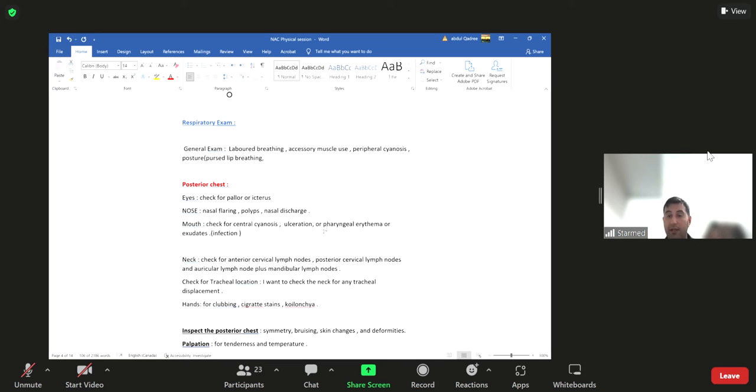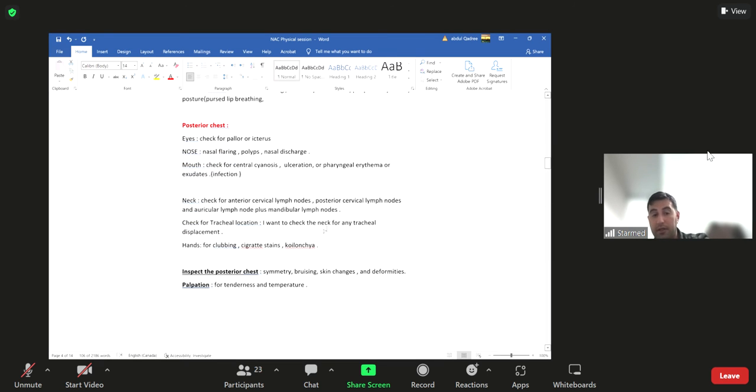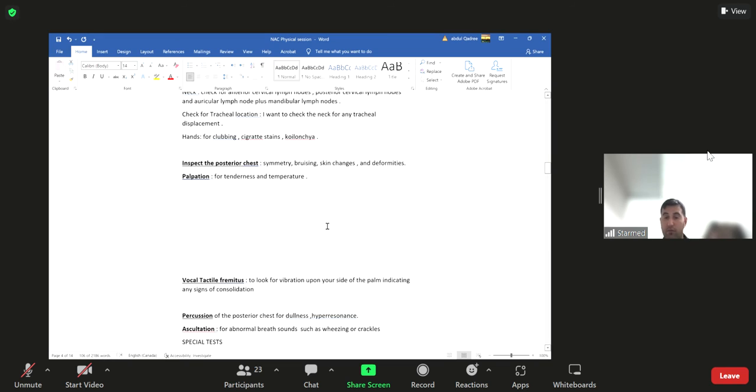And then you go to the back and do the same thing: inspect, palpate, percuss, do vocal tactile fremitus, percuss, and auscultate. The problem is that with auscultation, you have to know what an abnormal breath sound, like decreased breath sounds on the right side, means. If it's decreased breath sounds on the right side, it means there's some sort of consolidation, right? So now I have to know what other tests I should do for consolidation, like, for example, egophony, bronchophony, whispered pectoriloquy.